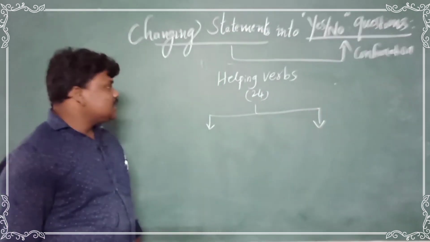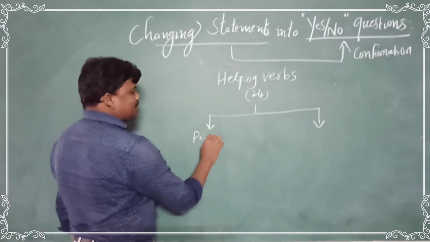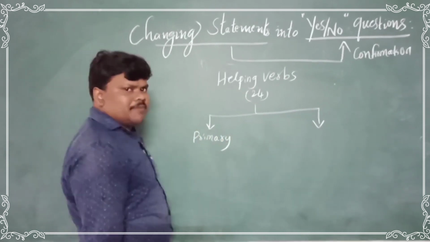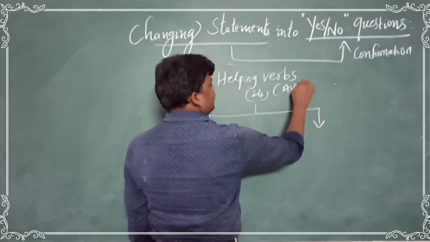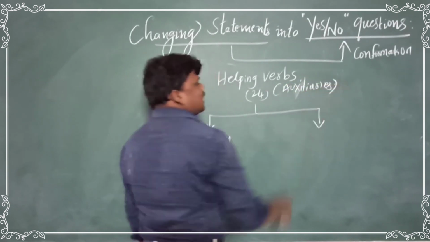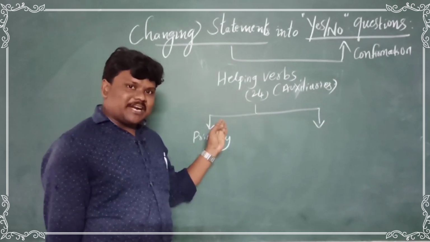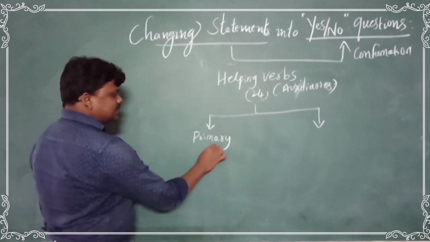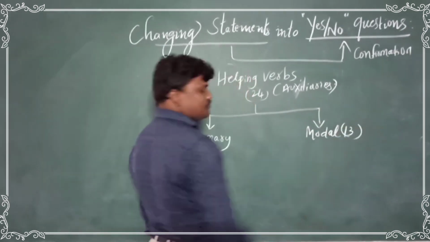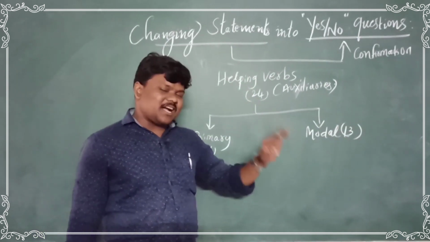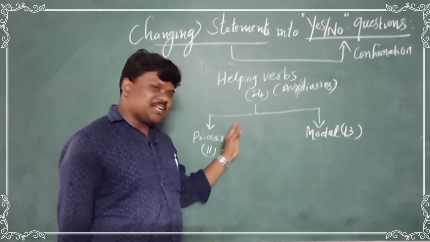The first one is primary. And you know well, dear, helping verbs are also known as auxiliaries. There are 24 helping verbs divided into two types. The first one is primary, these are 11, and the modal auxiliaries, these are 13. If you learn these two, you will be the master in helping verbs and how to use them. So try to learn, very very important, my dears.